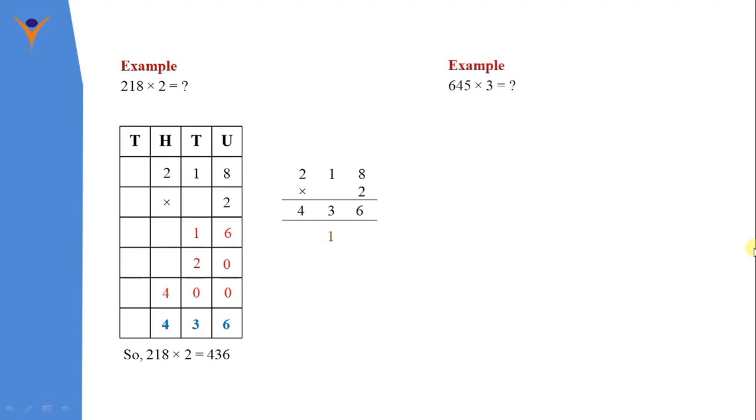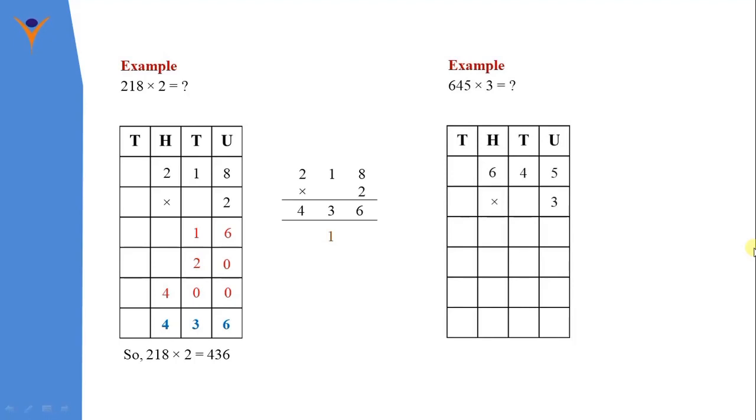This example says 645 times 3. We're using the table again. 645 times 3. We start again from the right hand corner, or from the ones column. 3 times 5 is 15. Take note of the way that is written. Now 3 times 4 is 12. Take note again how the 12 is written. Then 3 times 6 is 18.